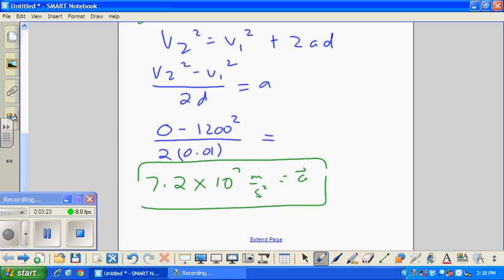It's hard to put a check mark on that because that's a gigantic number, but it does make sense that it's big because it's going from a huge speed to a very small speed in a short time.